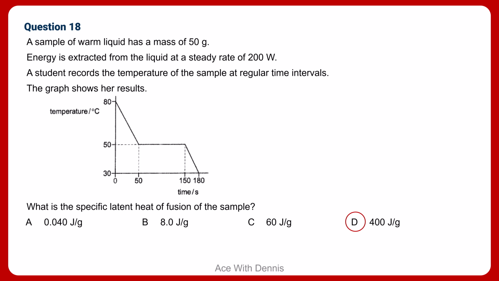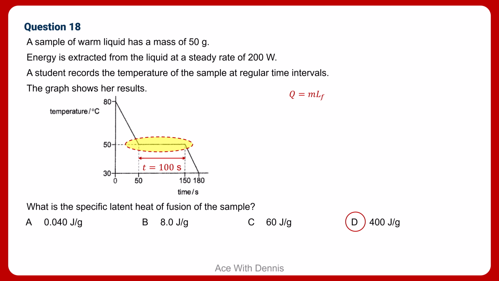The answer is D. 400 joules per gram. So we want to calculate the specific latent heat of fusion. Then we need to look at this region. The time for this region is 100 seconds. So how to get this value? If you do 150 minus 50, that's where you get 100 seconds.